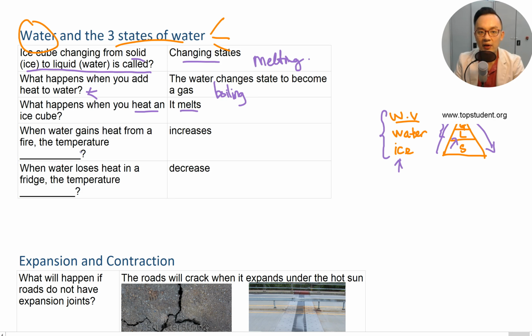When water gains heat from a fire, from liquid to gas, over here the temperature will increase. And when water loses heat in a fridge, the temperature will decrease. So when water loses a lot of heat in a freezer to become ice, which part of the triangle is it in? It's over here, from liquid to solid. So this is called freezing. Okay? And this is called condensation. So that's the triangle. Very useful to help you write down, try to think of what are the right words, or what the name of the process is. Can get a bit tricky at times, I understand. So that's where it comes to help you.